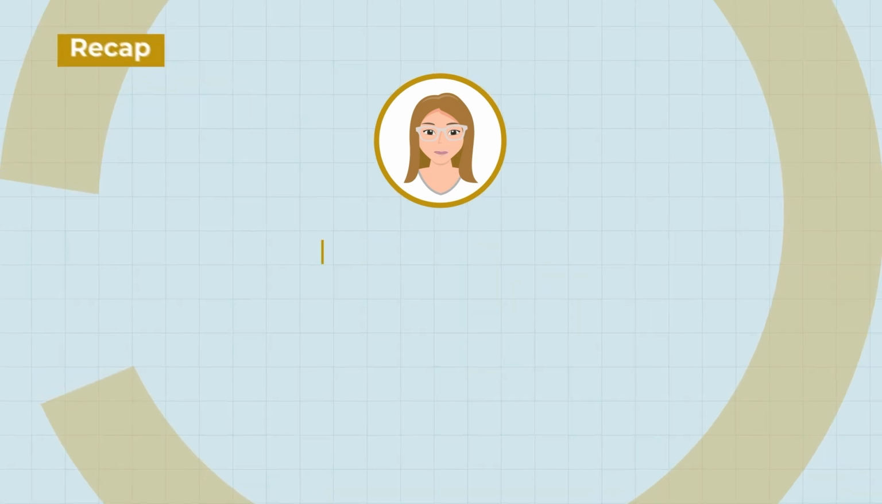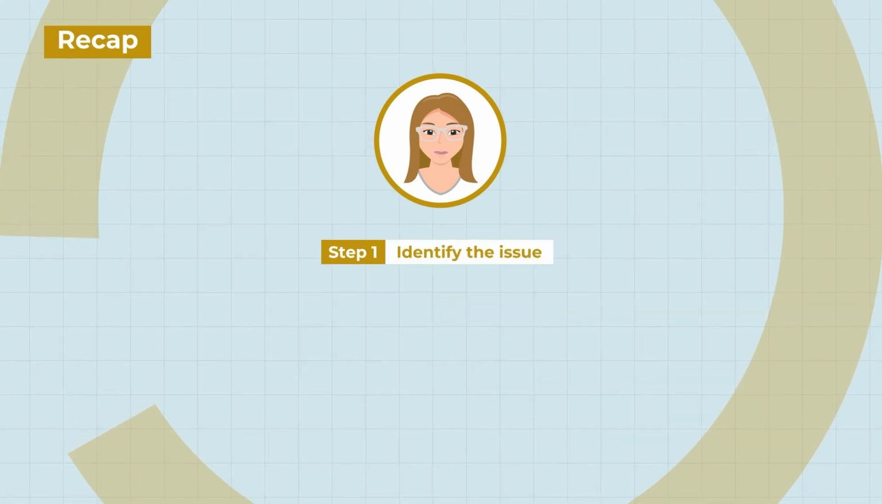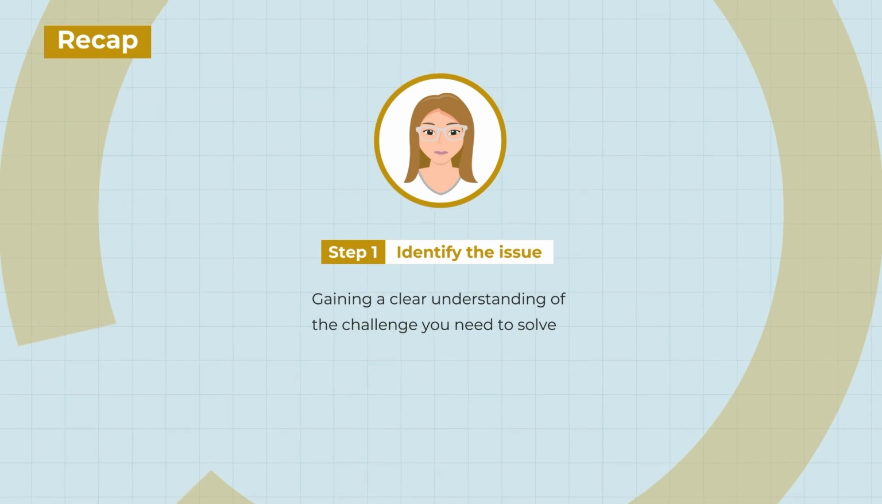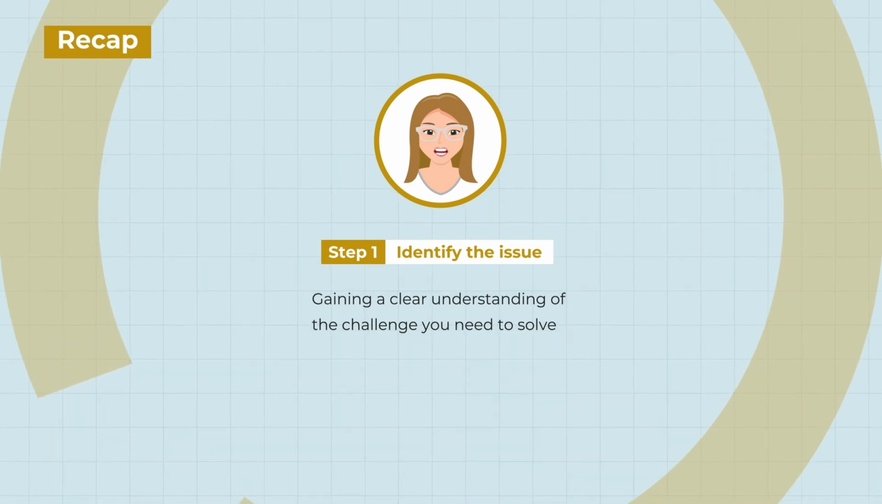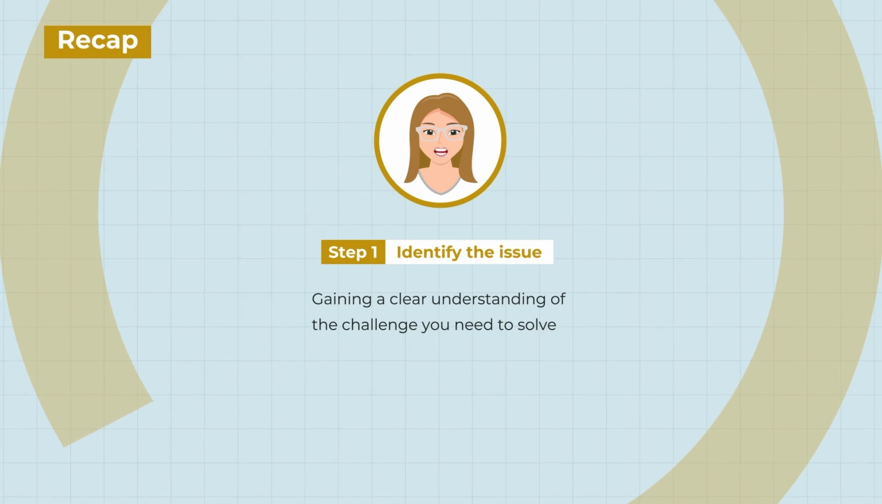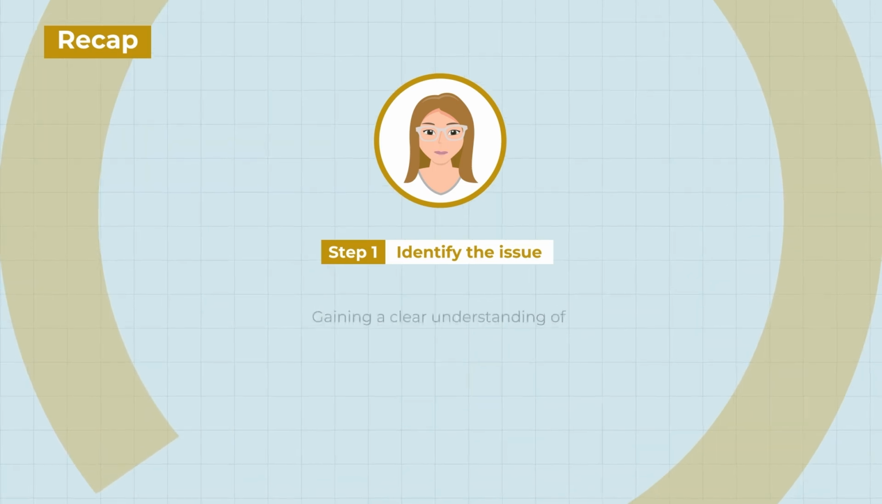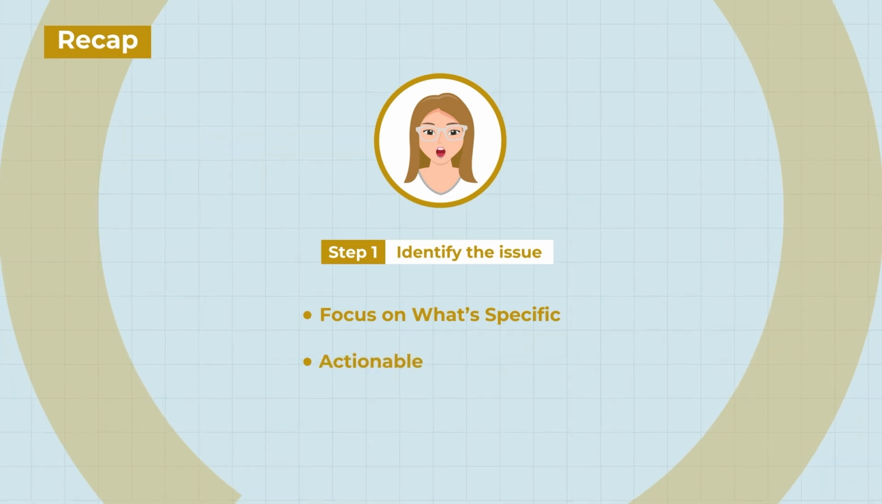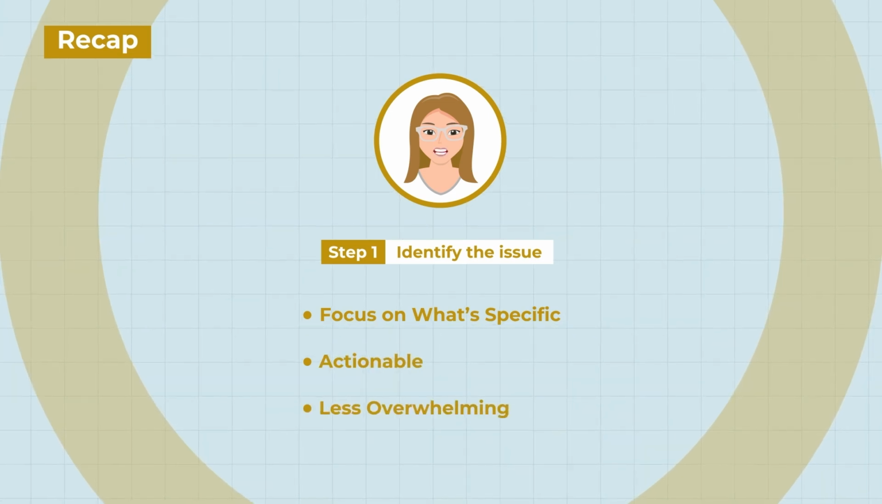Before you go off to change the world, one behavior at a time, let's do a quick recap of what we've covered. In step 1, we identified the problem. This means making sure you have a clear idea of the problem you want to tackle. It's tempting to say, everything's a mess, but that's not a problem statement, that's just venting. So we narrowed it down to something specific, actionable, and hopefully a little less overwhelming.